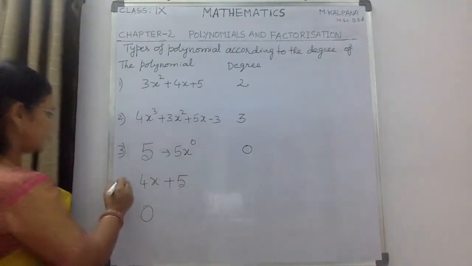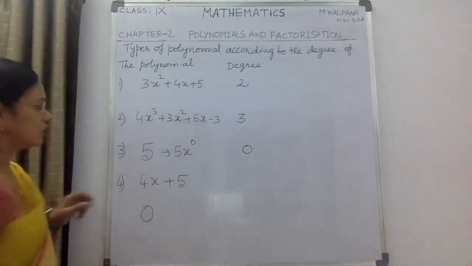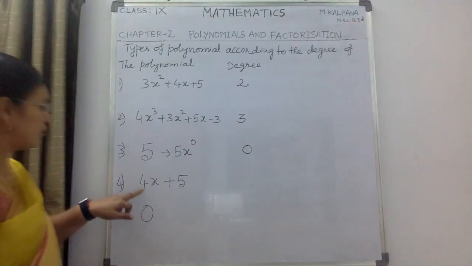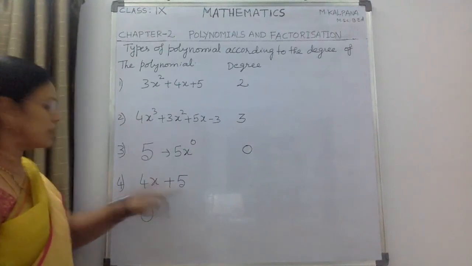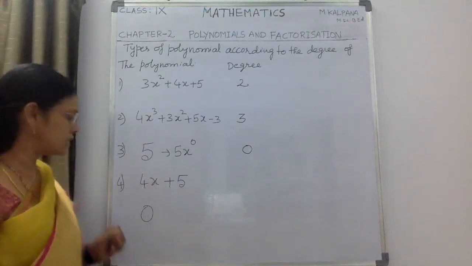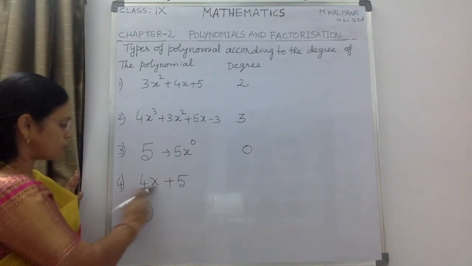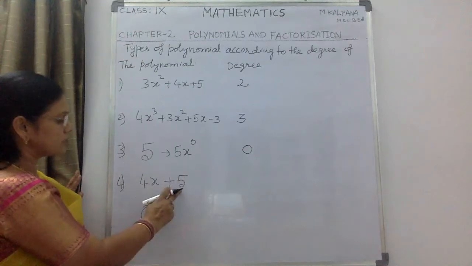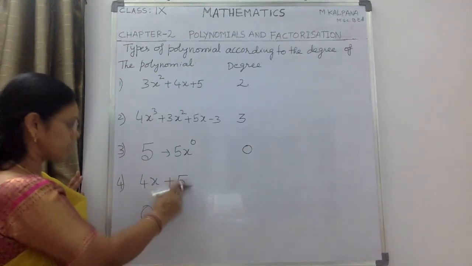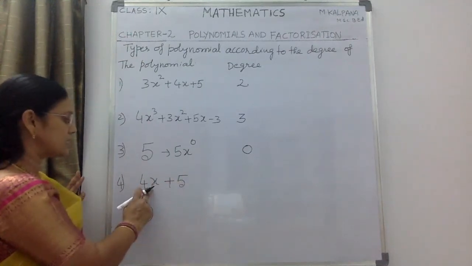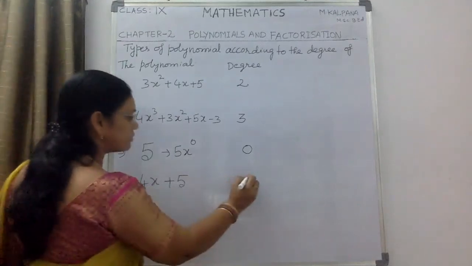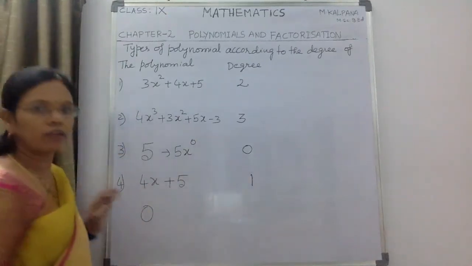Now, what is this? 4x plus 5. Here the degree of the first term 4x is 1. The degree of the second term 5 is 0. So the highest degree is 1. So the degree of this complete polynomial will be 1.